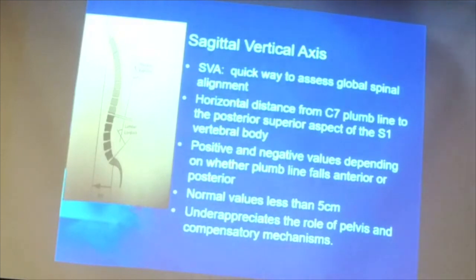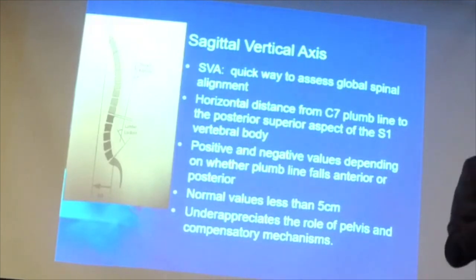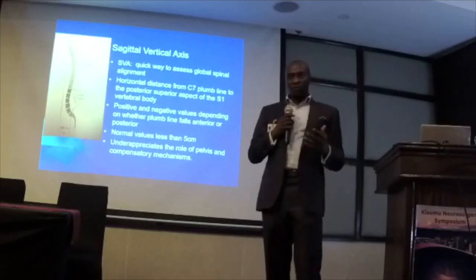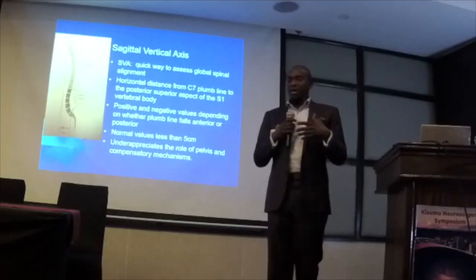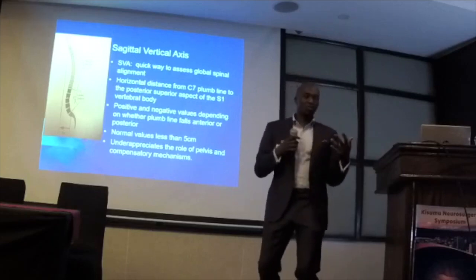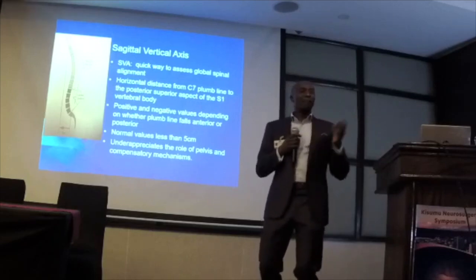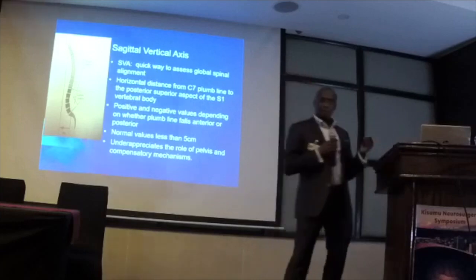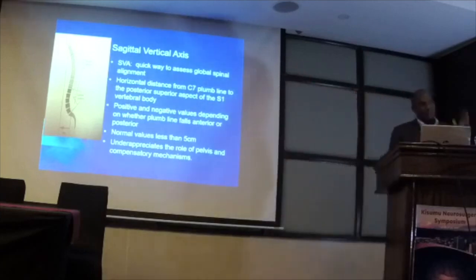The SVA is a quick way to assess global spine alignment. I don't like the SVA because it does not account for the compensatory mechanisms, be it knee bending or pelvic rotation. Because what happens is you can control your SVA. I can bend my knees and get a better SVA. So SVA is not my favorite thing, but if you have a good X-ray, it's helpful.